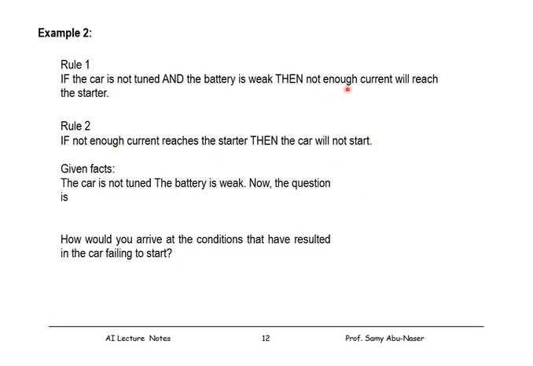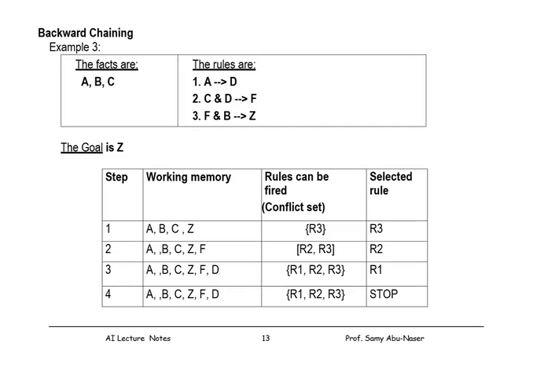It is in the right hand side of the first rule. Here it is. Not enough current reaches the starter. So we execute it, we get the car is not tuned and battery is weak. And we know these two are given facts. The car is not tuned and the battery is weak. So we prove that the car will not start. Backward chaining. Let's see a third example, like in forward chaining, and solve it in backward chaining. Here it is, the third example.